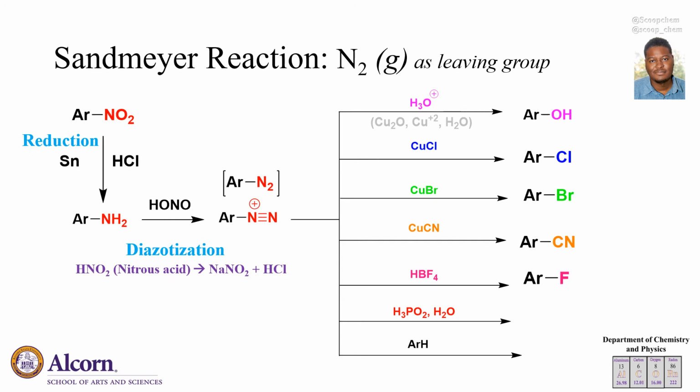HBF4, you get these aryl fluorides. With hypophosphorous acid, you'll generate back your aryl compound with an H replacing the NH2. And if I have another aromatic compound, you can start to generate these azo dyes.